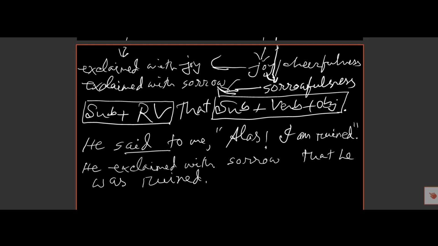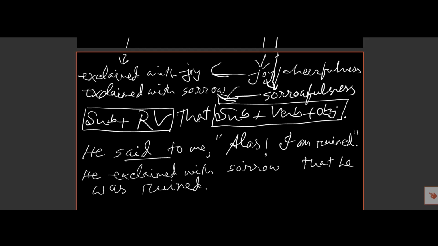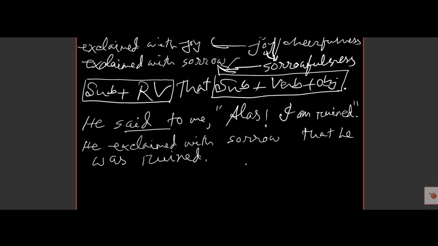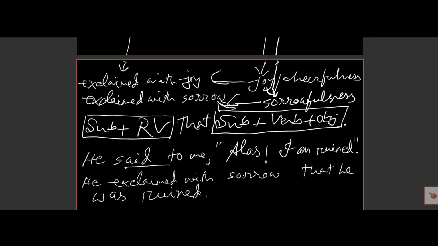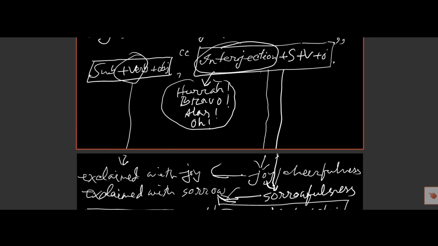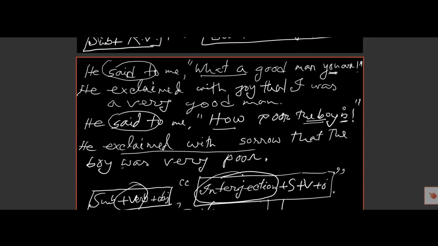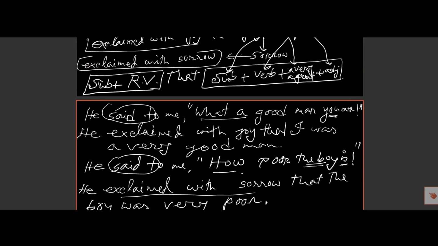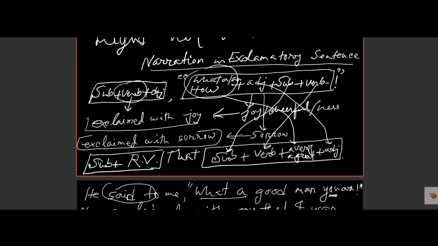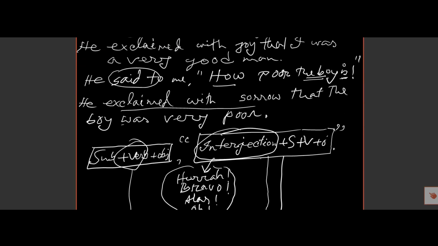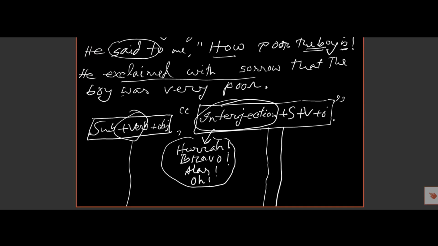So this is the structure of the exclamatory sentence, and we know that exclamatory sentences are of two forms. One begins with what or how, and the other begins with an interjection. So this is the structure.